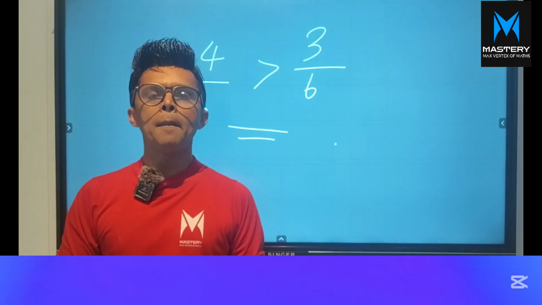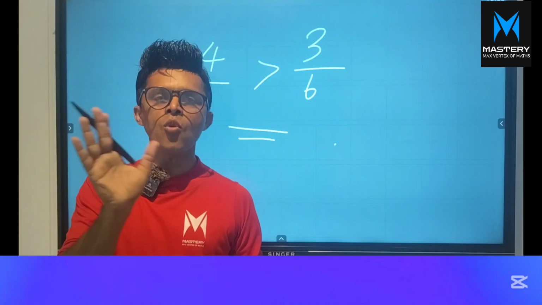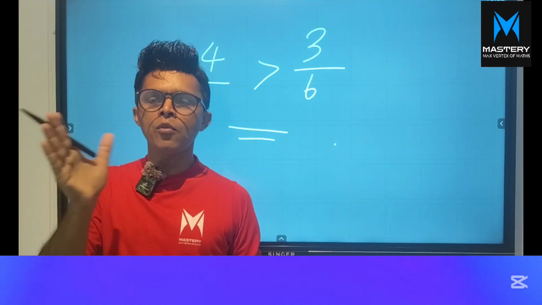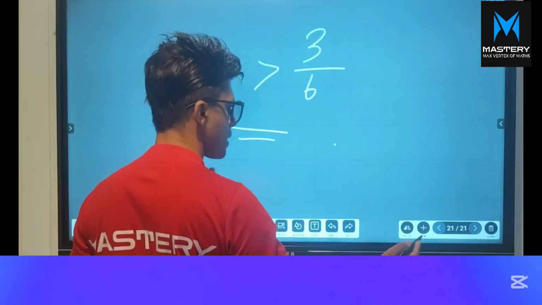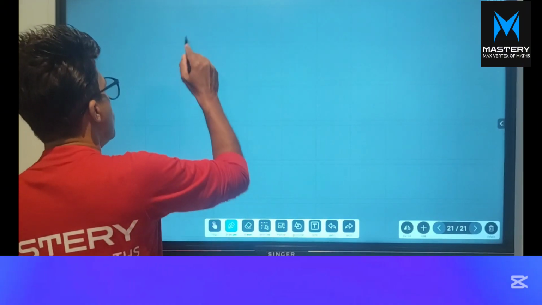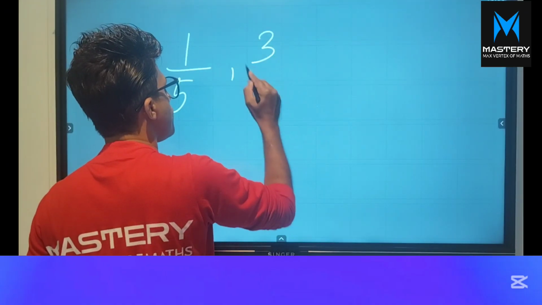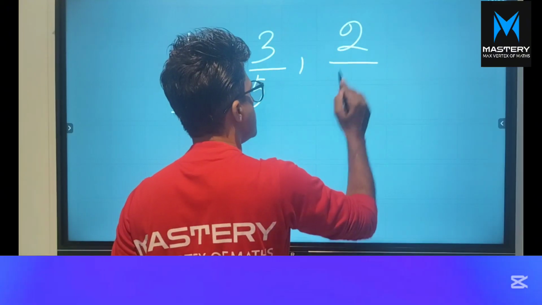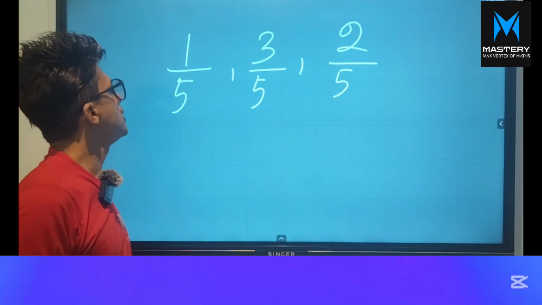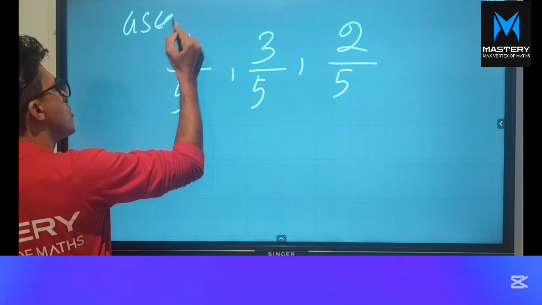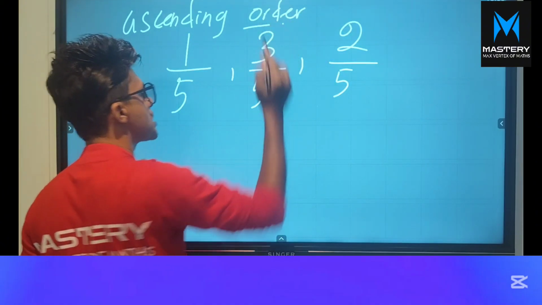Next, you could write these given fractions in ascending order. You know, ascending order means from the smaller one to the greater one. The fractions are 1 over 5, 3 over 5 and 2 over 5. I mean the least fraction first. You need to write these given fractions in ascending order. How can you write these fractions in ascending order?